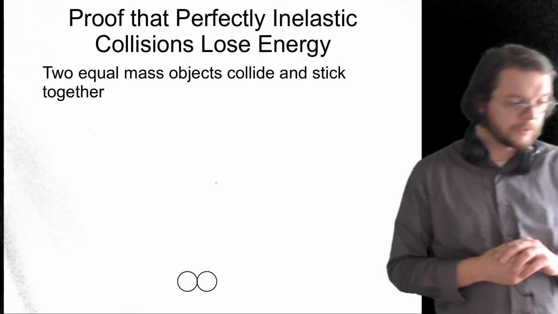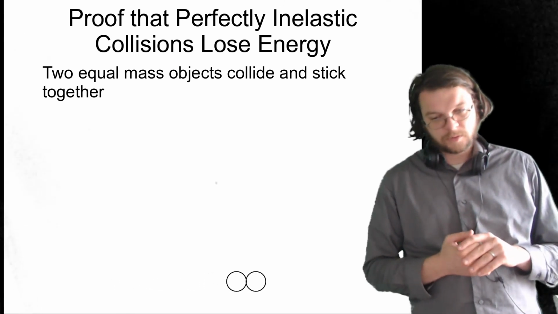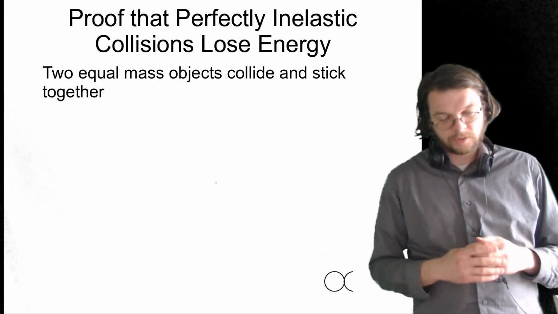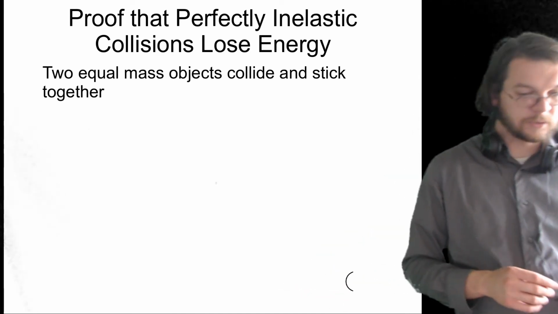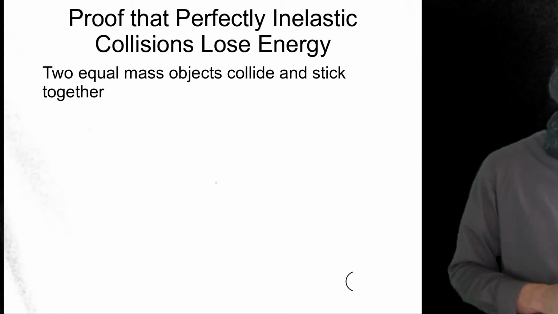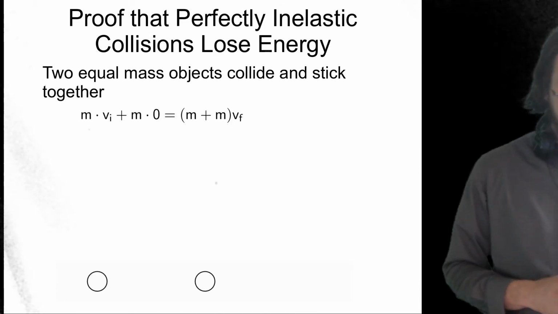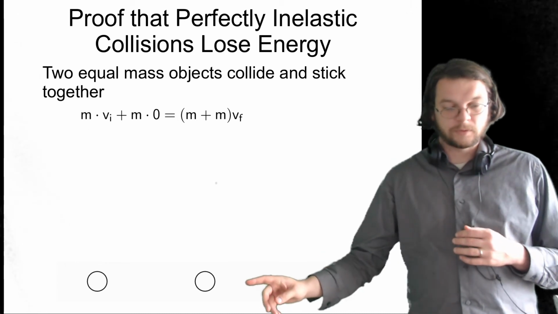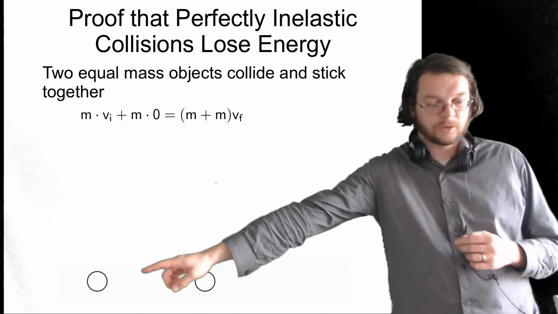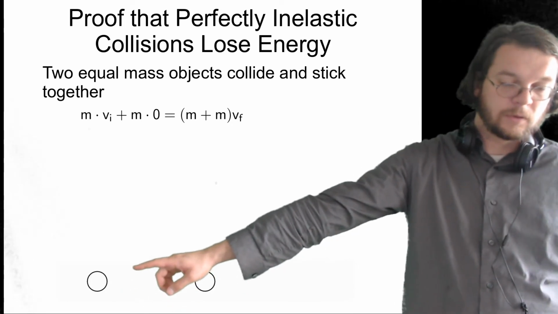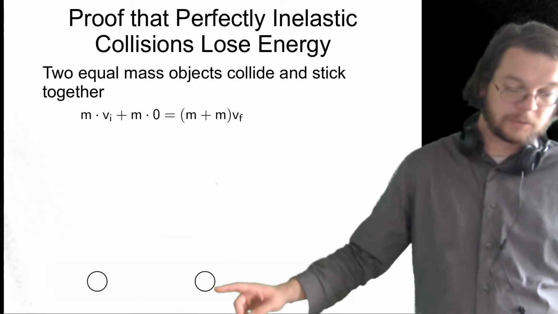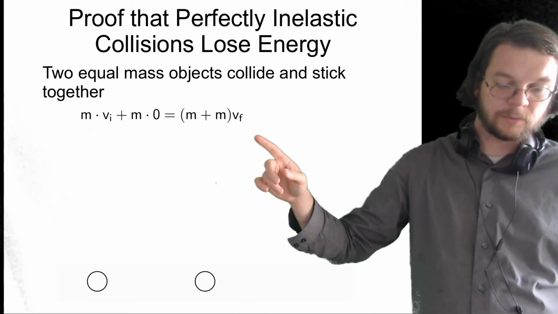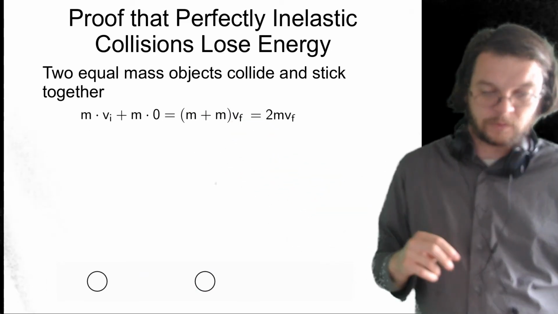Now I promised that I would convince you that when 2 objects stick to each other with perfectly inelastic collisions, they lose kinetic energy, or that the kinetic energy is less than what you started off with. And that's pretty simple to think about. So you have some initial velocity here. Initially this thing is at rest. And then there's some combined object that moves together at some final speed.